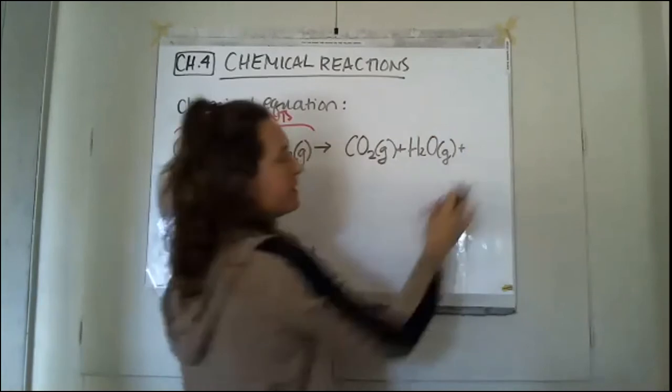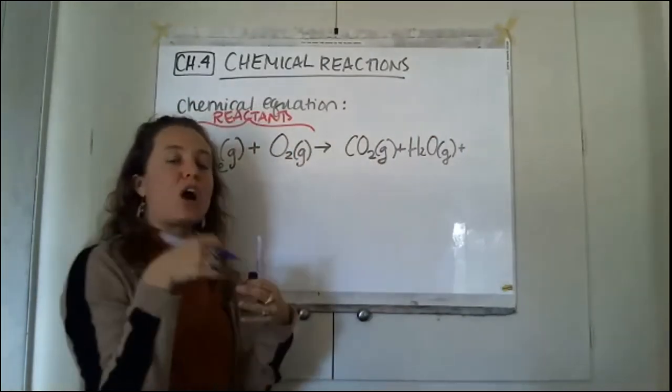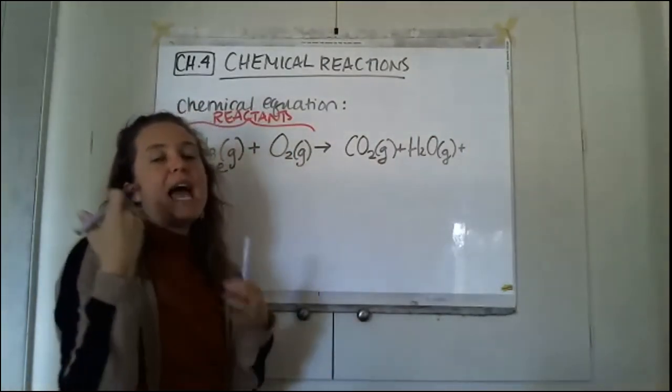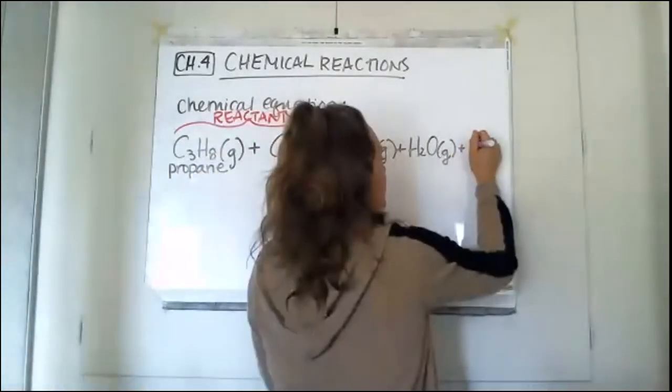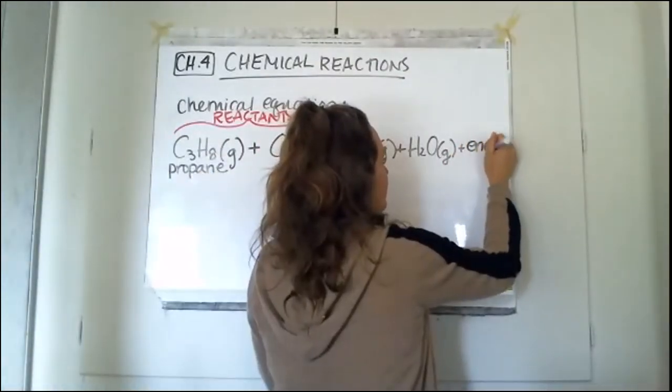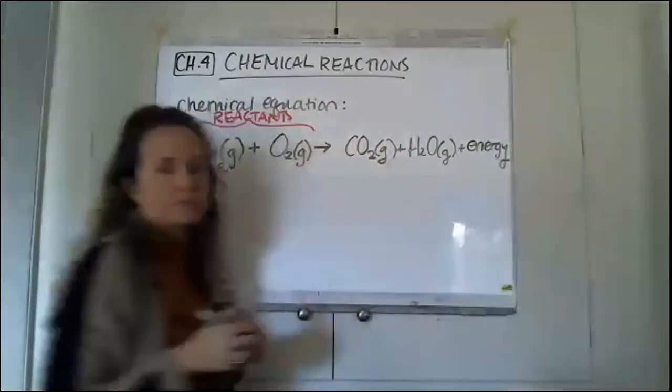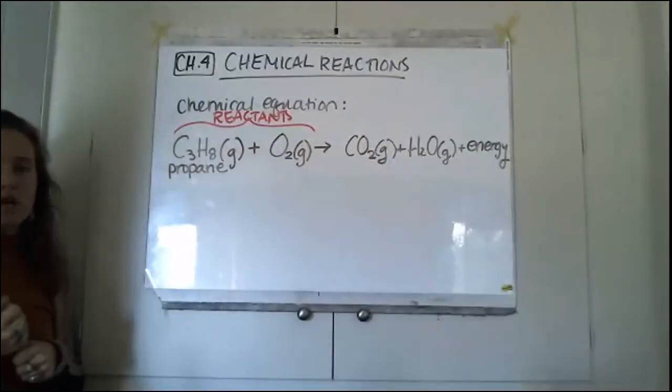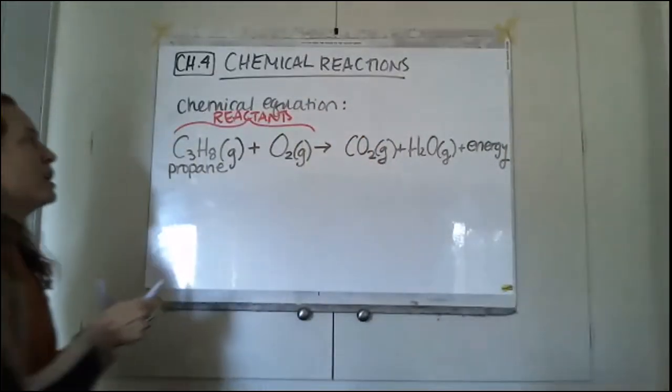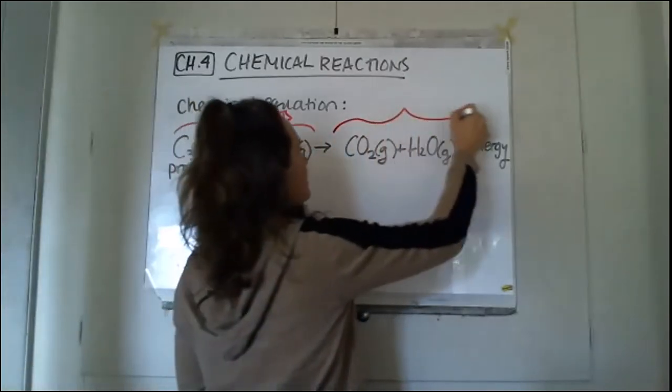And I'm going to write, instead of just heat, I'm going to write energy, because we saw light, which is a form of energy, and we can feel the heat. So in all, it's going to be energy. So then the products are written on the right-hand side of the chemical equation.